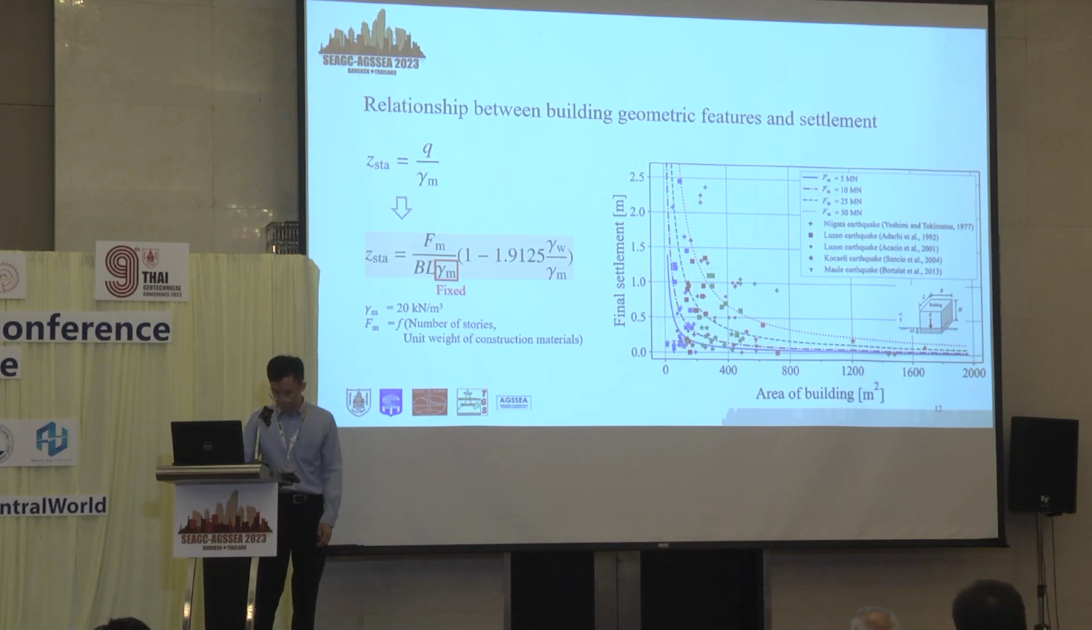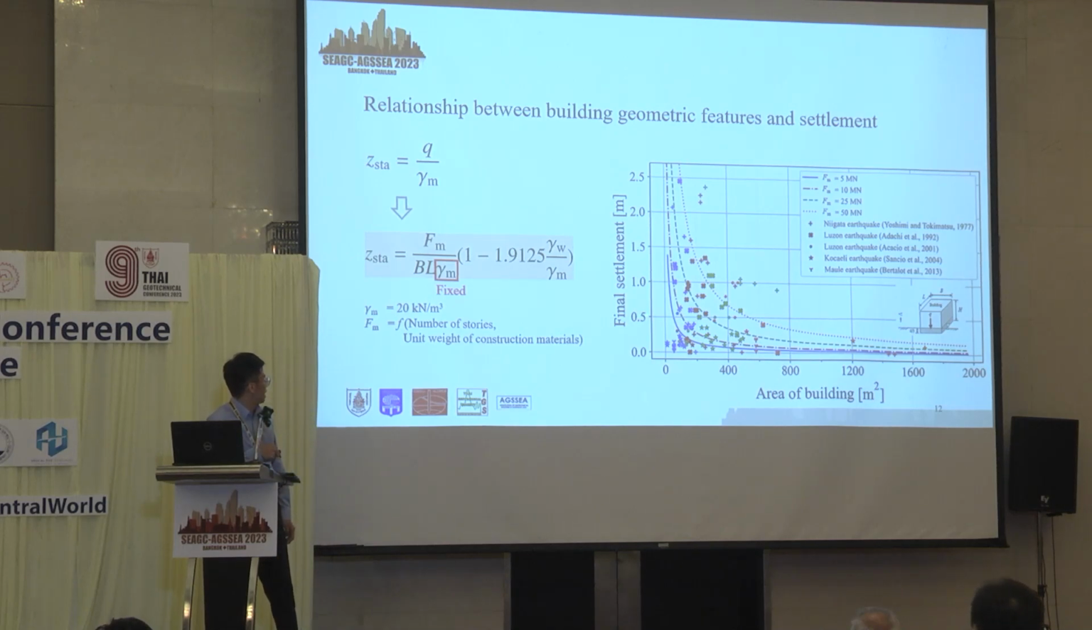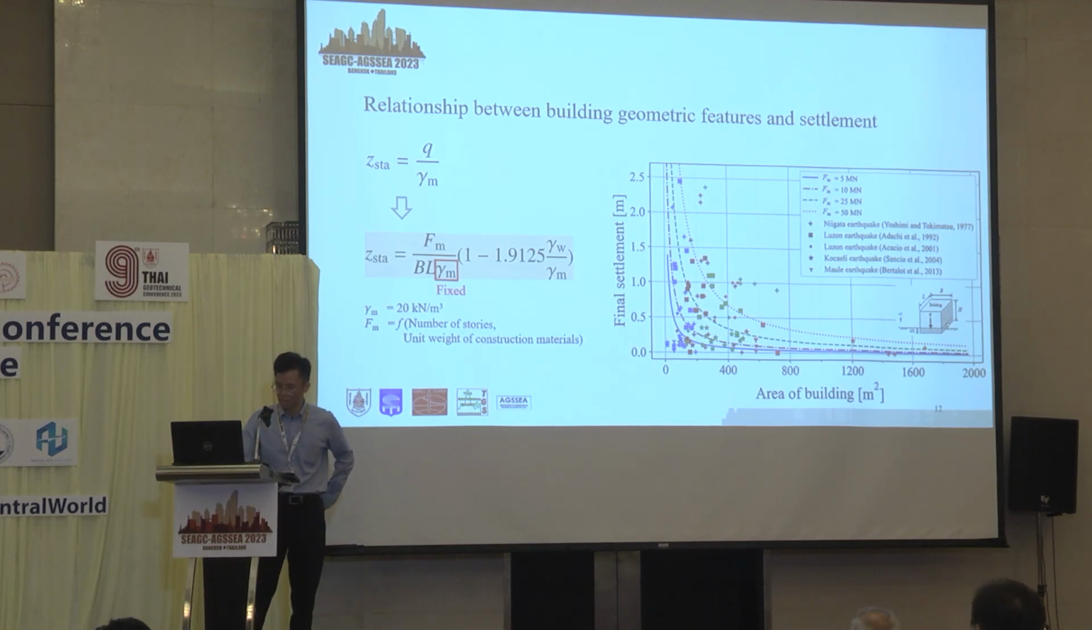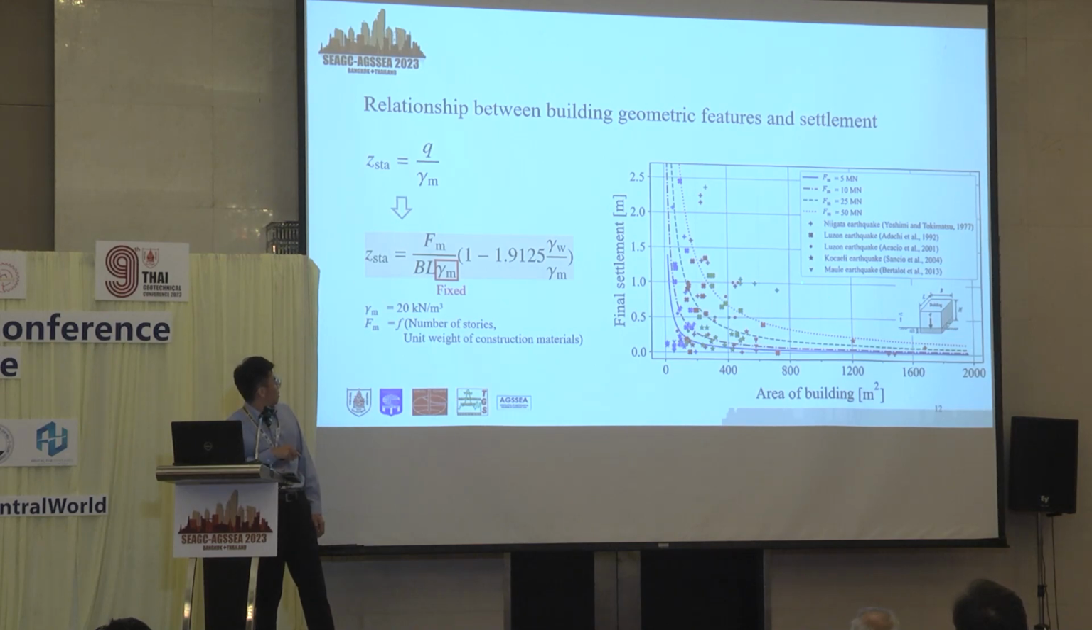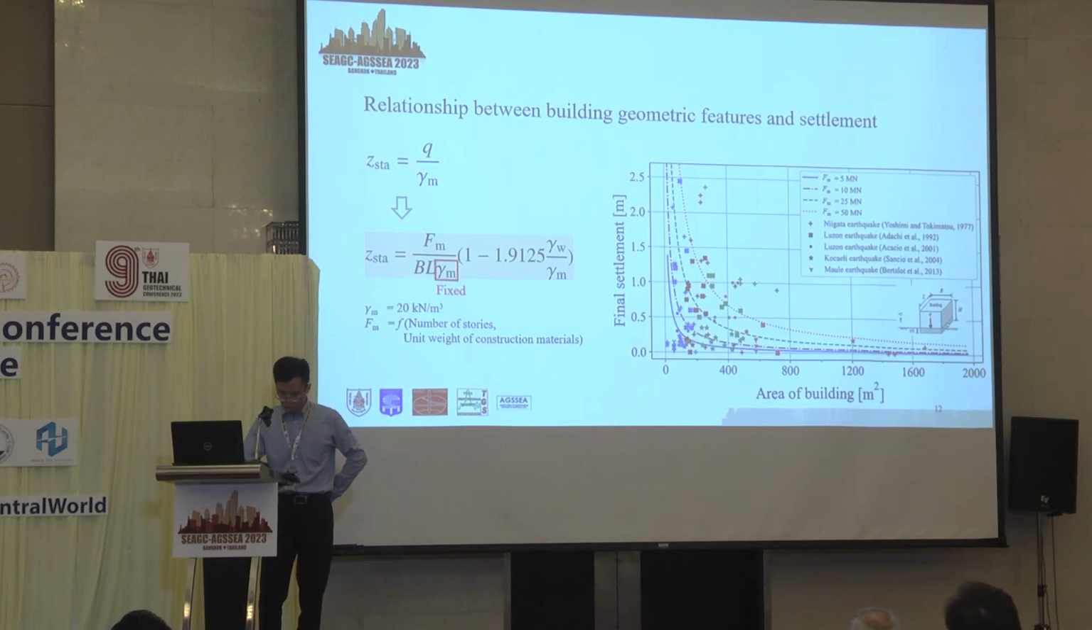So in this diagram, we draw the lines to represent different building weights using this equation. So we can see there are several lines like this that represent the different weights of the building. And additionally, we collected historic cases to compare them. We can see there are 5 cases presented here. So the results show that it provides some agreement based on this kind of study framework.